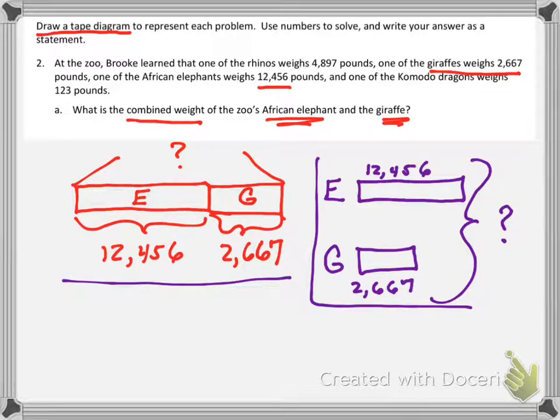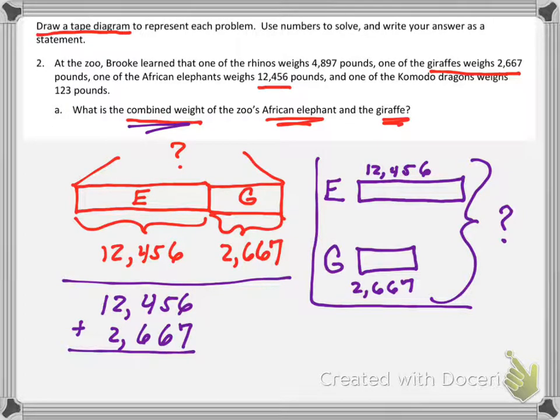All right, now if we're combining weight, we know we're going to be adding. So 12,456 plus 2,667. Okay, we start with the ones. 6 plus 7 is 13. Put your 3, carry your 1.